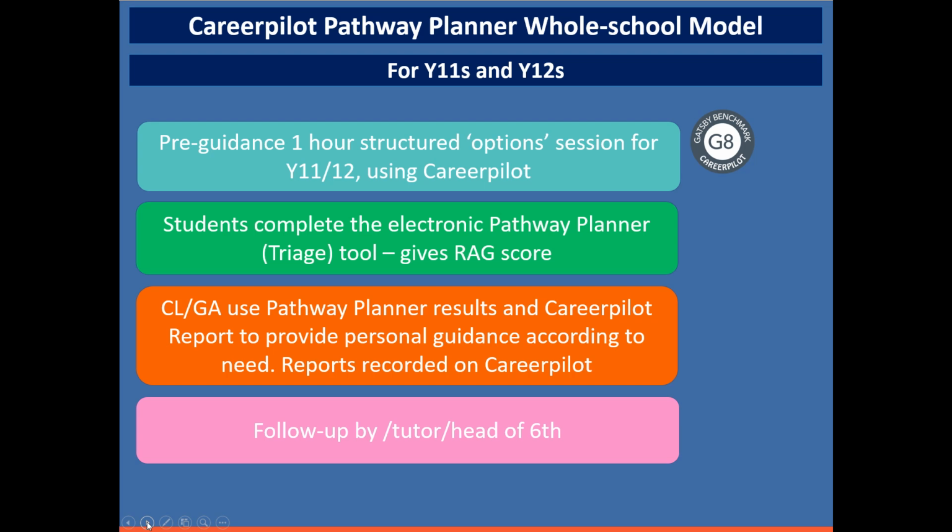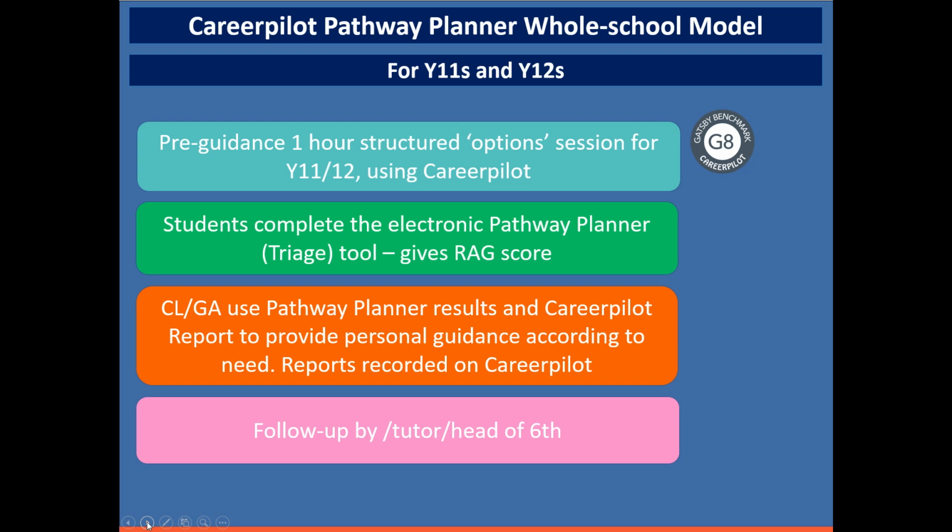And here's where we're saying, okay, you've had time to explore your options, which are you interested in? Then they do a quiz to find out how ready they are for their pathway, and they get given a red, amber, green score. What you get is lots of data and information that's going to help you to allocate guidance according to need. Lots of reports, which I'm going to show you in a minute.